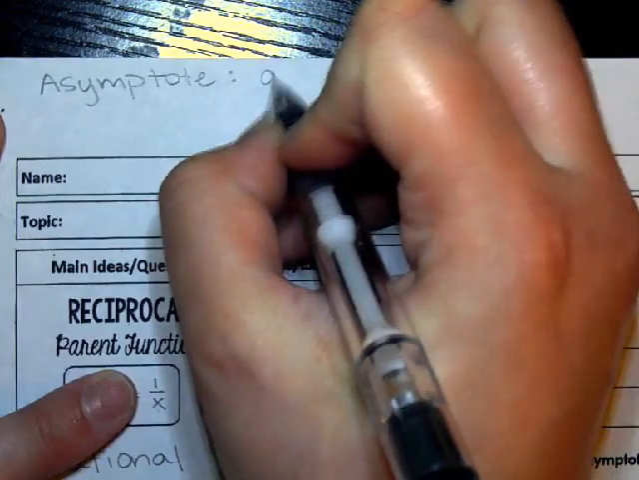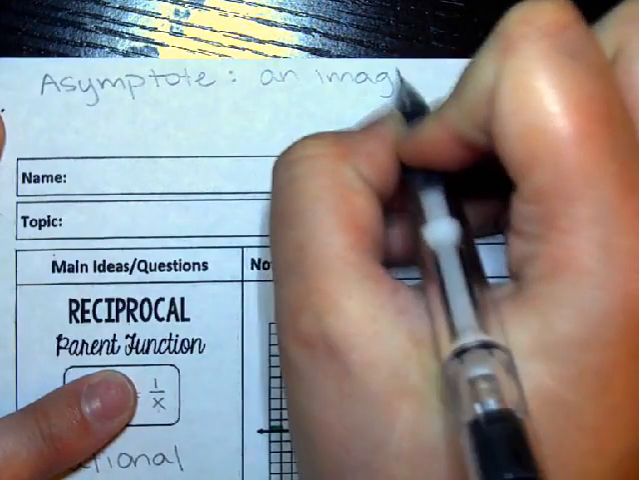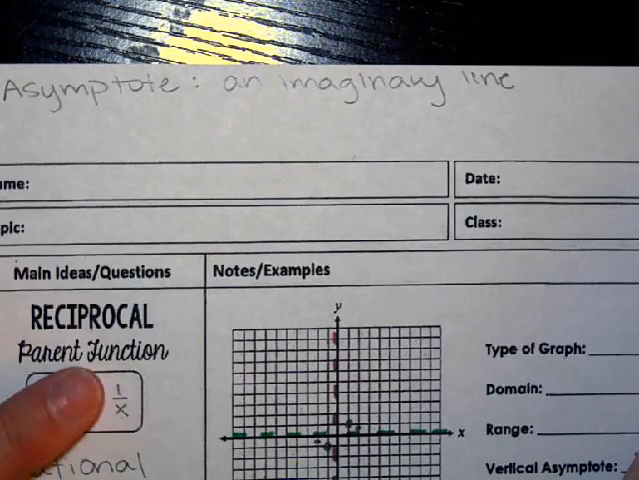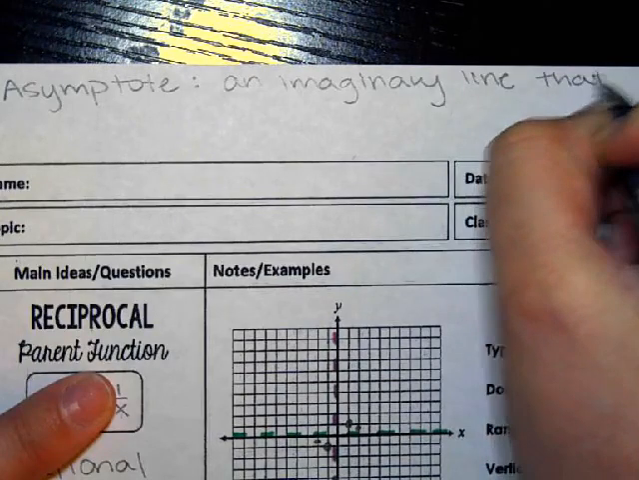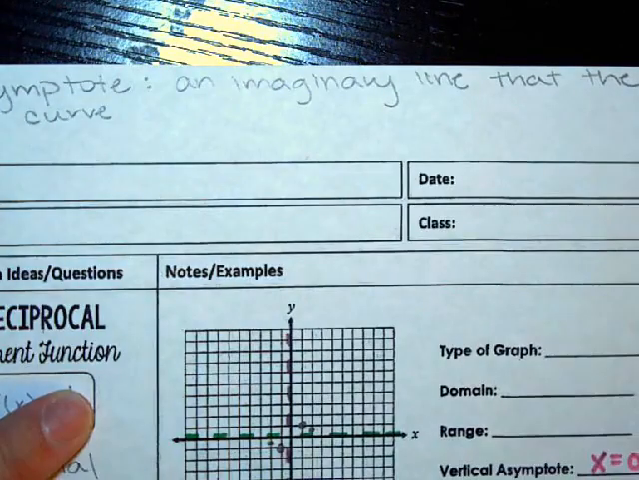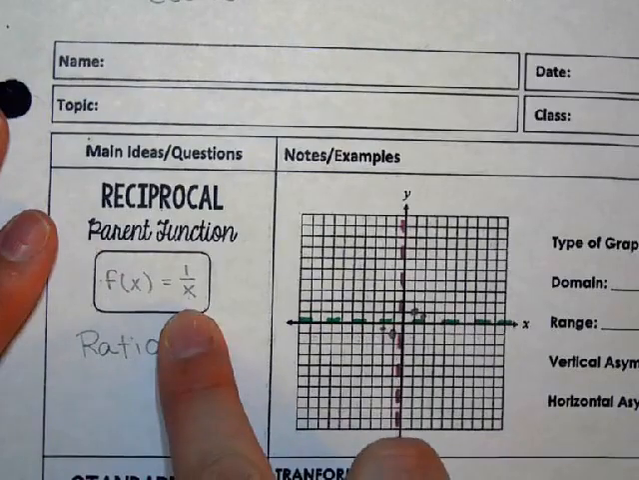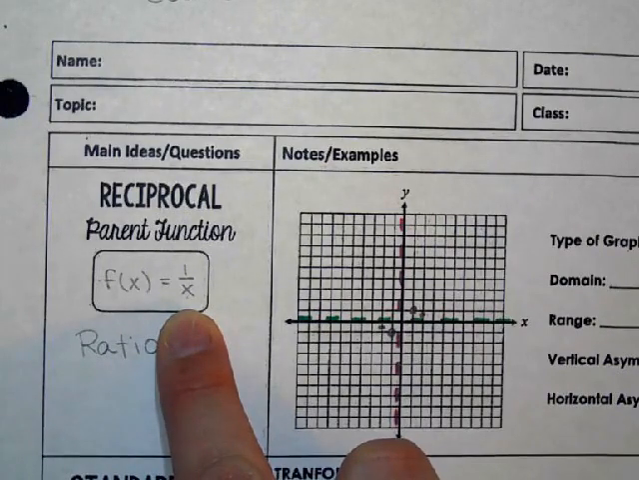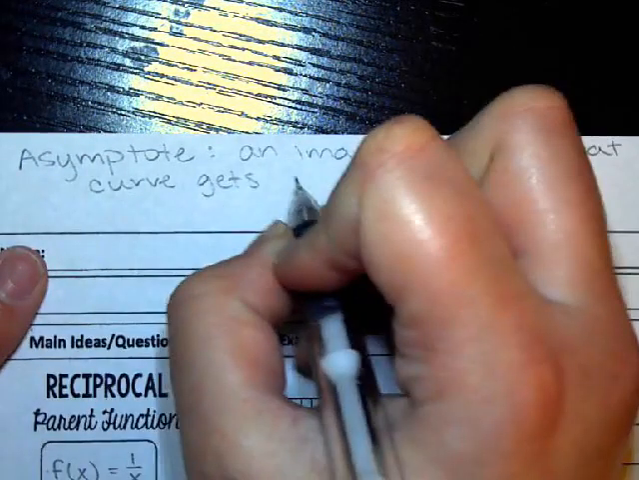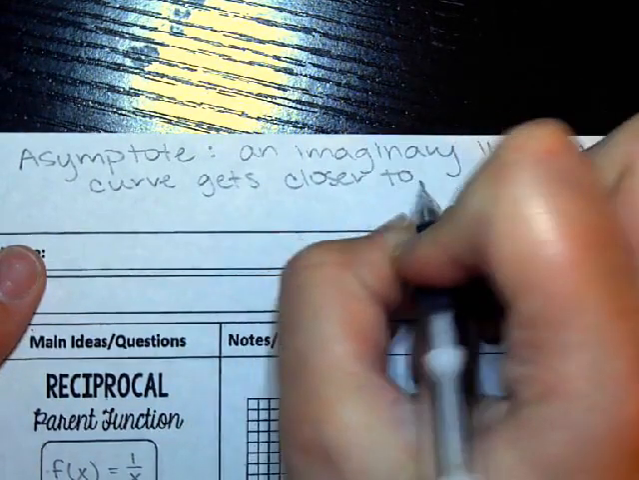It's an imaginary line that the curve, and when I say curve, I mean, because these graphs are not straight, right? So they're curved, so we call them curves, okay? So it's an imaginary line that the curve gets closer to. And I'm going to say often without crossing.